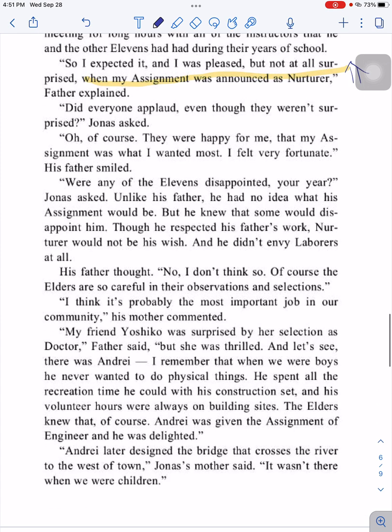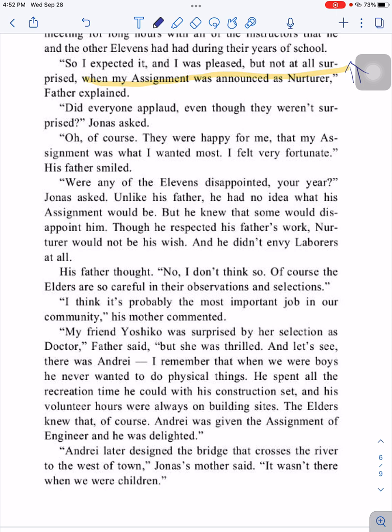"Did everyone applaud even though they weren't surprised?" Jonas asked. "Of course. They were happy for me, that my assignment was what I wanted most. I felt very fortunate." His father smiled. "Were any of the 11s disappointed your year?" Jonas asked. Unlike his father, he had no idea what his assignment would be. But he knew that some would disappoint him. Though he respected his father's work, nurturer would not be his wish. And he didn't envy laborers at all.